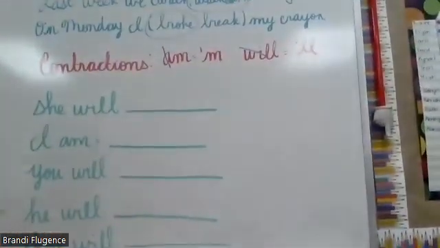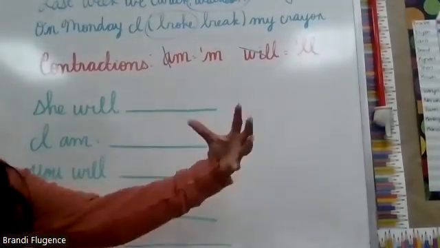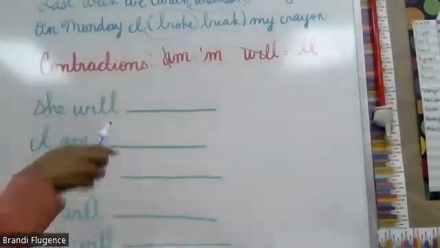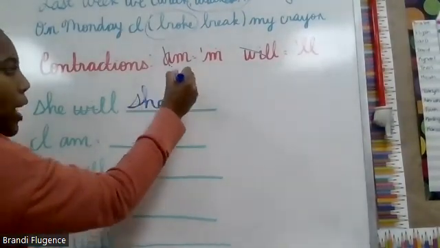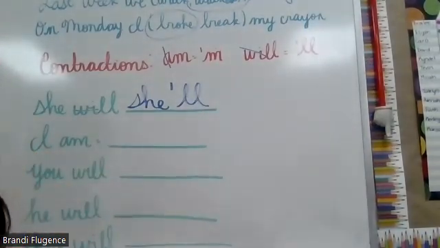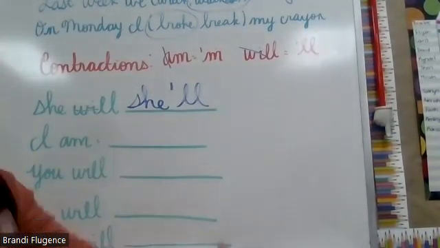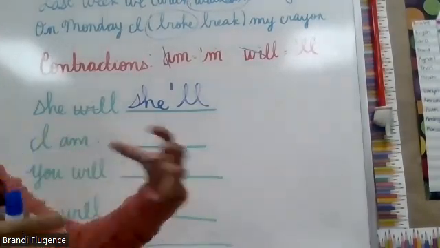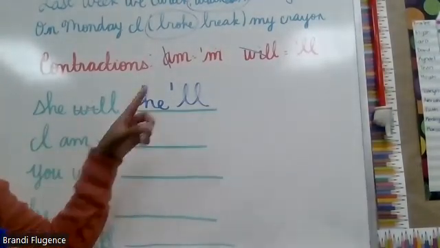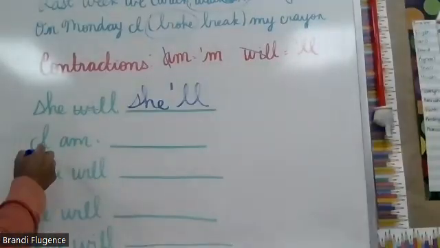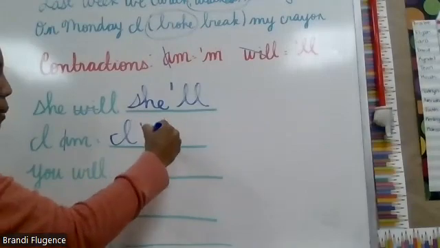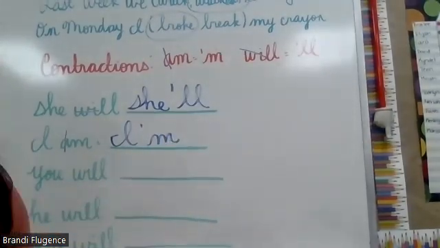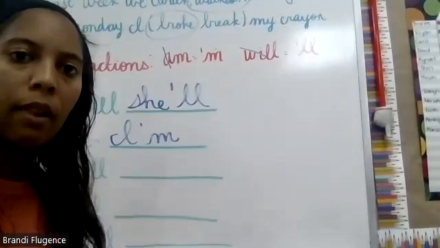Okay? Do you kind of remember contractions from last year a little bit? So like "she will," when I contract "she will" and put it together, I take out this W-I, and it becomes "she'll," apostrophe L-L. She'll. Yes, contracting is putting them together to make a shorter word. That's why we take out some of the letters of one of the words and put an apostrophe in place of it. So "I am." Remember, we take out the A, so it becomes "I'm." I apostrophe M. I'm.